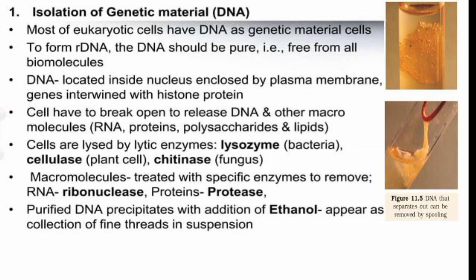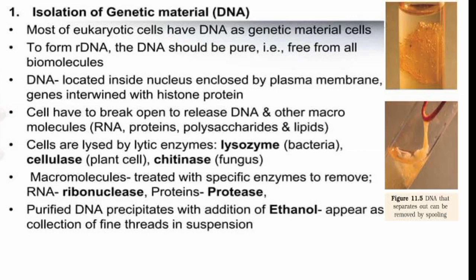In the practicals, we put some amount of detergent and some amount of salt, and then crush the banana or the plant material. This complete crushing will rupture the cells and remove the RNA, protein, polysaccharides, and lipids. Cells are lysed by lytic enzymes like lysozyme for bacteria, cellulase for plant cells, and chitinase in case of fungus.